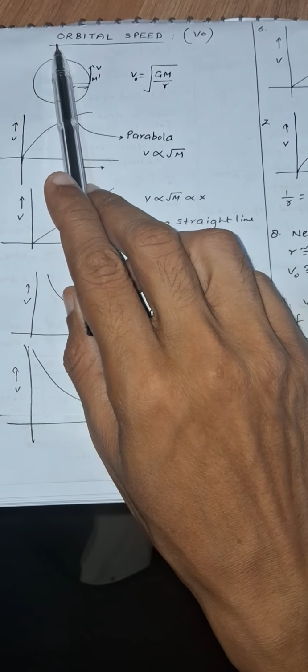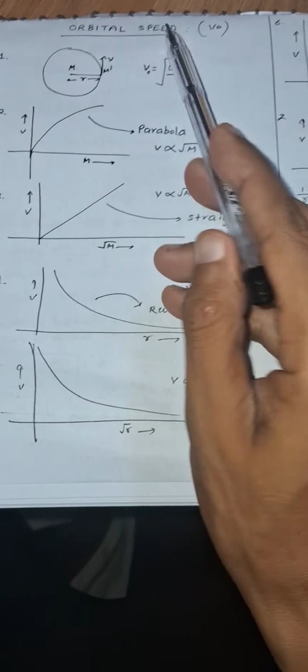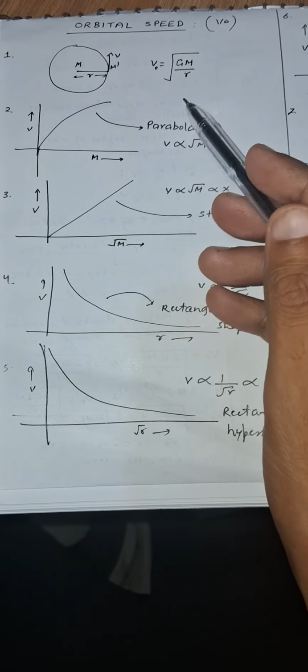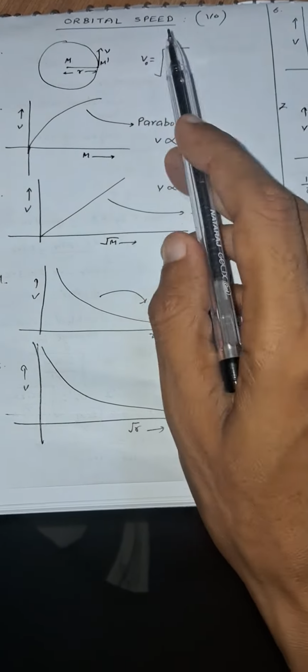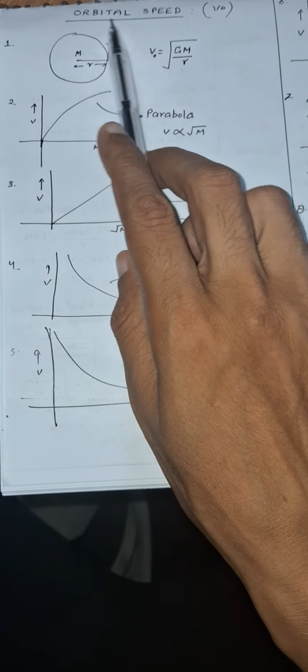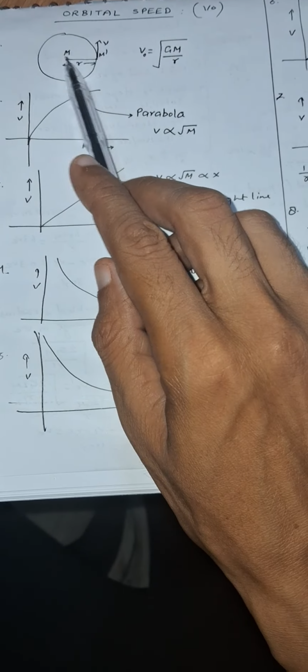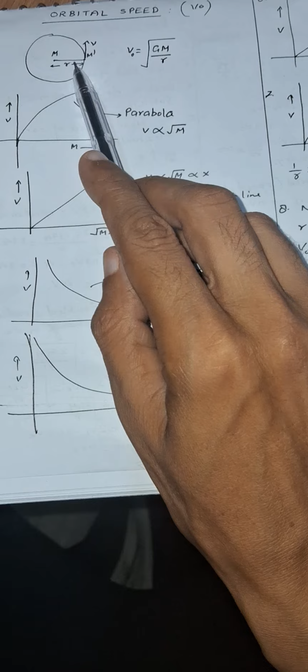Today I'll discuss the concept of orbital speed and all the concerned information, the graphs, analysis and the basic level questions. So orbital speed is the speed required to move a satellite around a given planet.